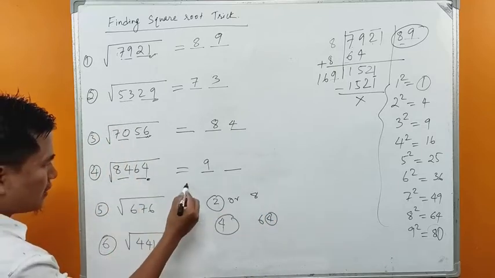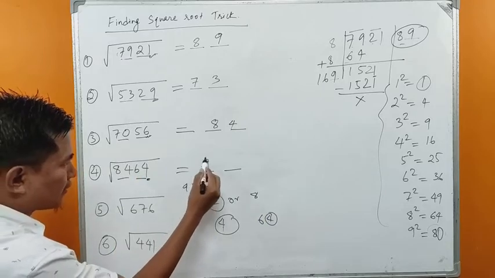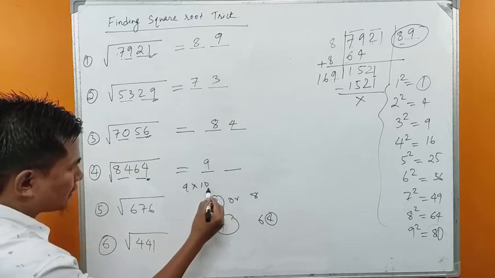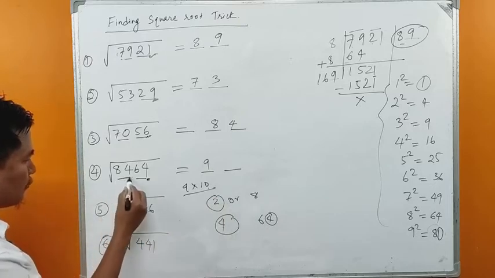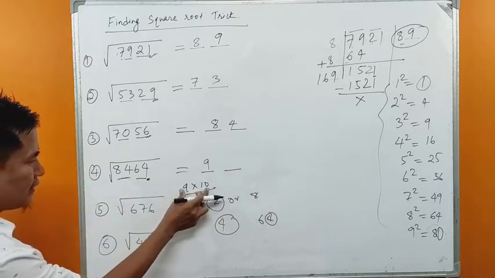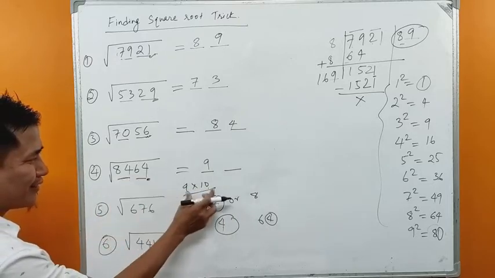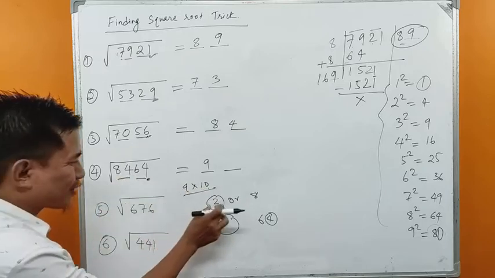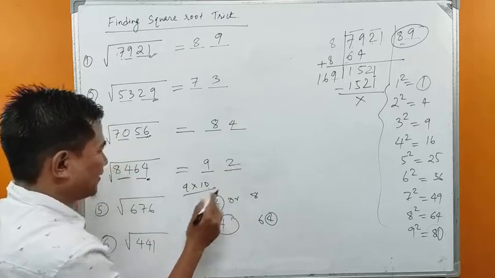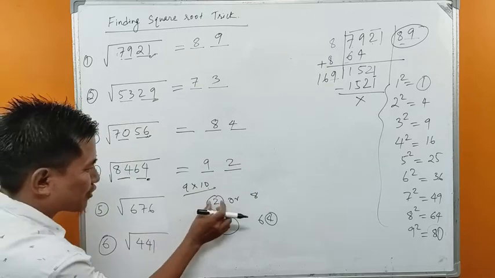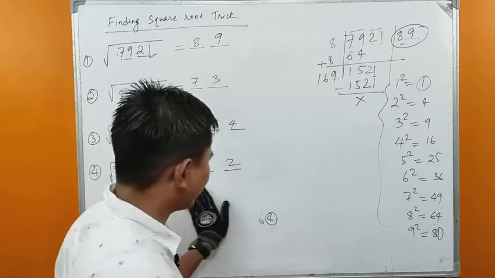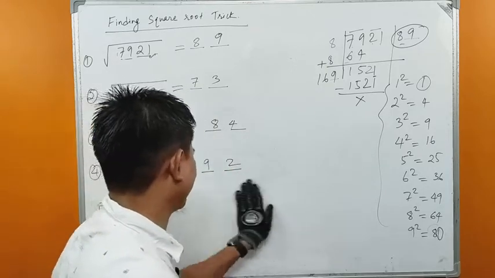Now we choose 9 into 9. The next number after 9 is 10. 9 10s are 90. 84, 90. 90 is greater than 84, isn't it? So we must choose the smaller one, 2. Isn't it easy? Of course it is easy, isn't it?